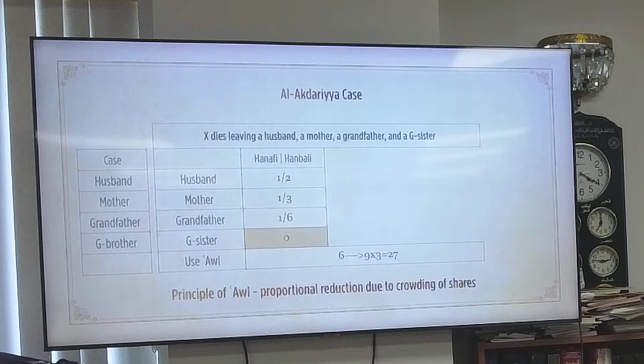Well, if you follow the text, the husband gets half, because there is no offspring. The mother gets a third, not a sixth, because there is no offspring. The grandfather gets a sixth. And the full sister gets a big 0.